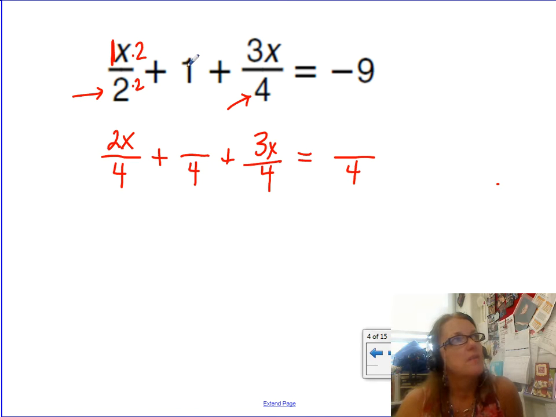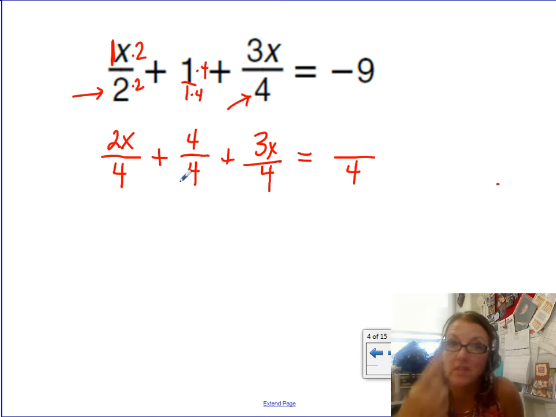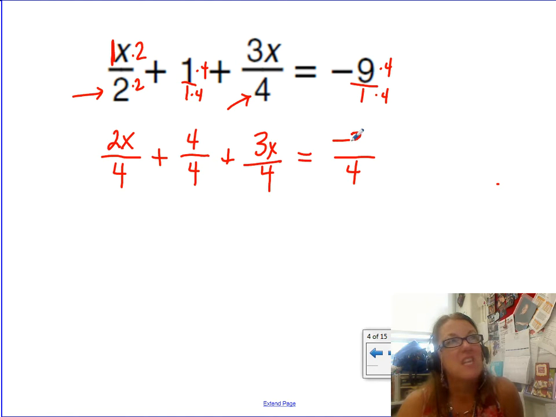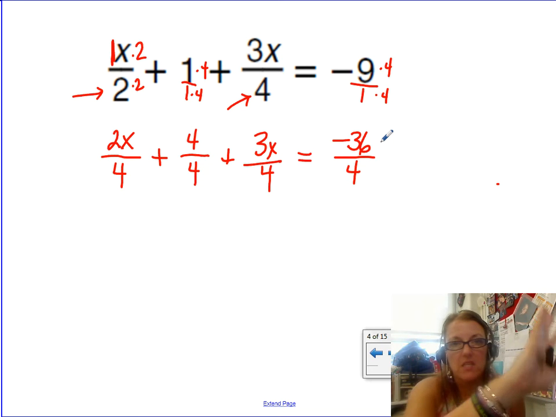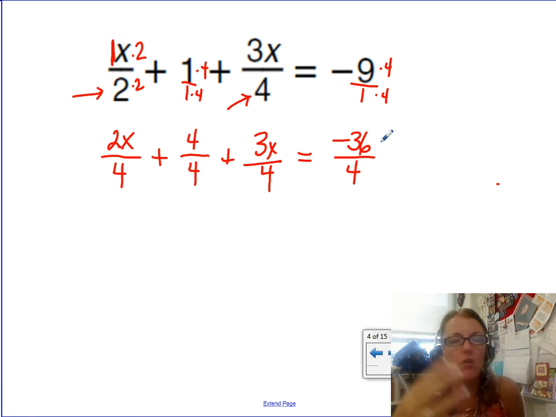The 1 right now doesn't have a denominator. It's like saying 1 over 1. So to get it to have fourths in the denominator, you're going to turn that into 4/4. Makes sense because 4/4 is 1, okay? This guy was already there. The -9, think of that as -9 over 1, and we're changing it into fourths. This becomes -36. Okay, stop for a minute and let that sink in. Pause the video so you can look at it.